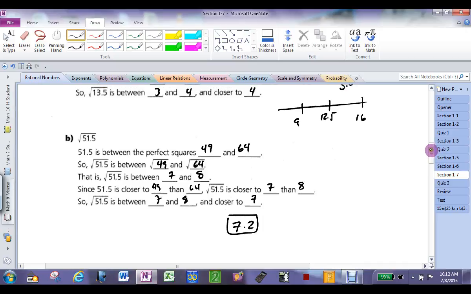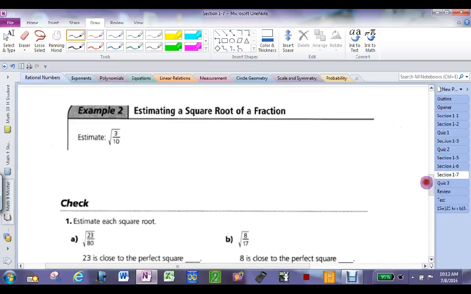That's whole numbers or big numbers. What about fractions? Because fractions don't follow the same rule, do they? How would you guys estimate the square root of 3 over 10? First of all, are they perfect squares? No. So what am I asking you? I'm really asking you for the square root of 3 over the square root of 10, aren't I? Right?